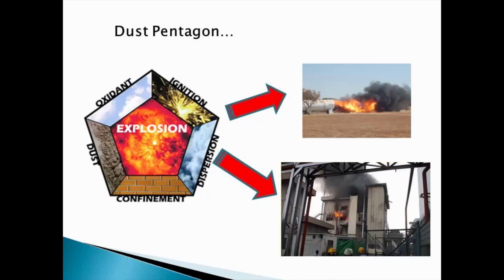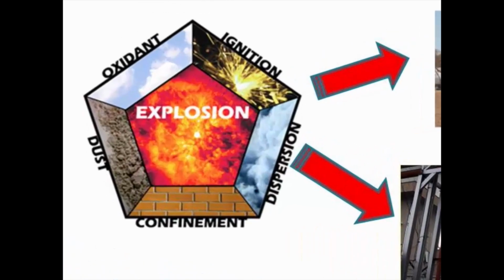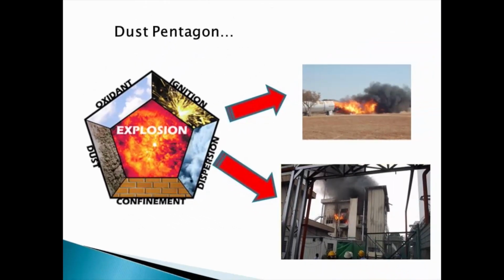Dust pentagon. A dust explosion is different compared to a fire. Fire is caused when three elements, which are fuel, oxidant and ignition, are present. It is referred to as a fire triangle. However, in dust explosion, there are 5 elements required, which are fuel, oxidant, ignition, dispersion and confinement. This is known as the dust pentagon, as shown in the figure.